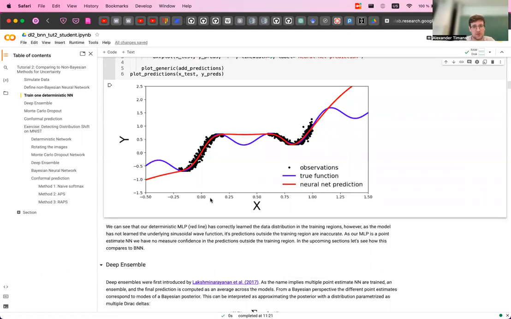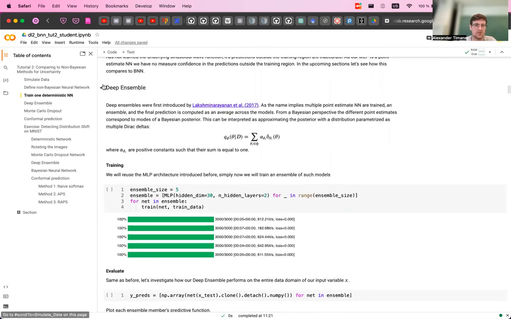And so the hope is that if we add uncertainty, then you can give me this prediction, but you can also say, oh, by the way, my model was super unsure about this prediction. And now I have more information. I can say, okay, can I really trust this or not? I have more options. So the first thing we do is deep ensembles.